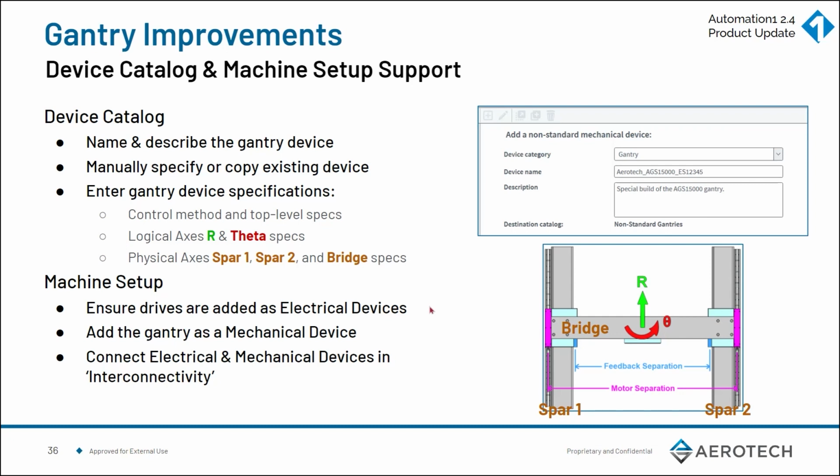Now you can use our XR3 drive rack as well. You would use 3 axes of motion out of the 6 on that rack, but you can also control a gantry with single axis drives from Aerotech. You add the gantry as a mechanical device, and then when you go into what's called the interconnectivity screen of machine setup, is where you connect those spar 1, spar 2, and your bridge to these 3 electrical devices.